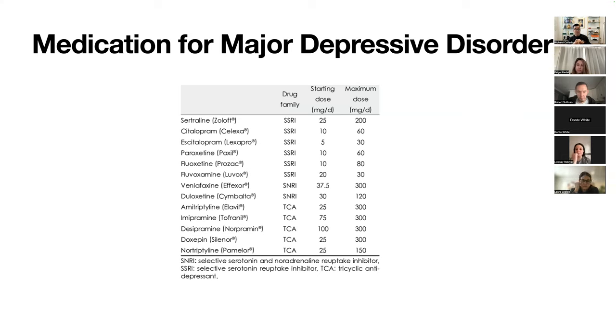Paxil, besides having a short half-life, is also very anticholinergic. So people will have constipation, blurred vision. It's very antihistamine, so people might be sedated. And it also blocks nitric oxide, which is why it causes sexual dysfunction. It's one of the few meds that causes very bad sexual dysfunction. It blocks nitric oxide, it's very anticholinergic, it's very antihistamine. So the side effect profile is not very good.